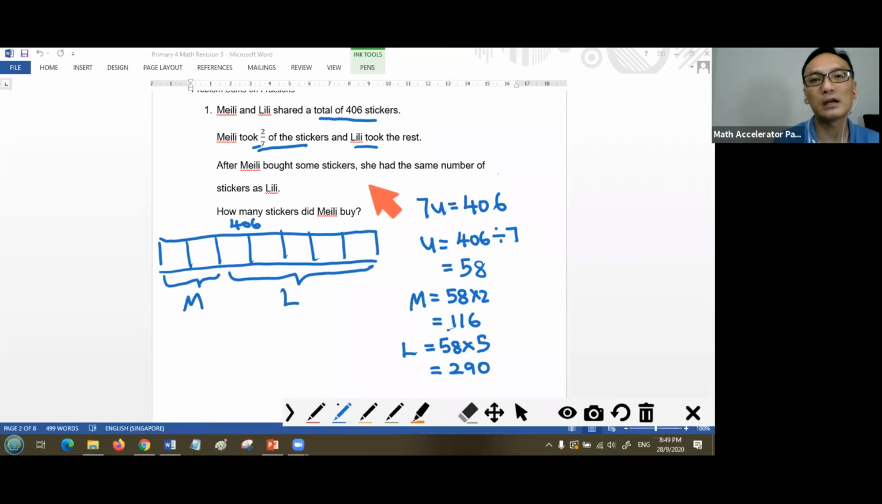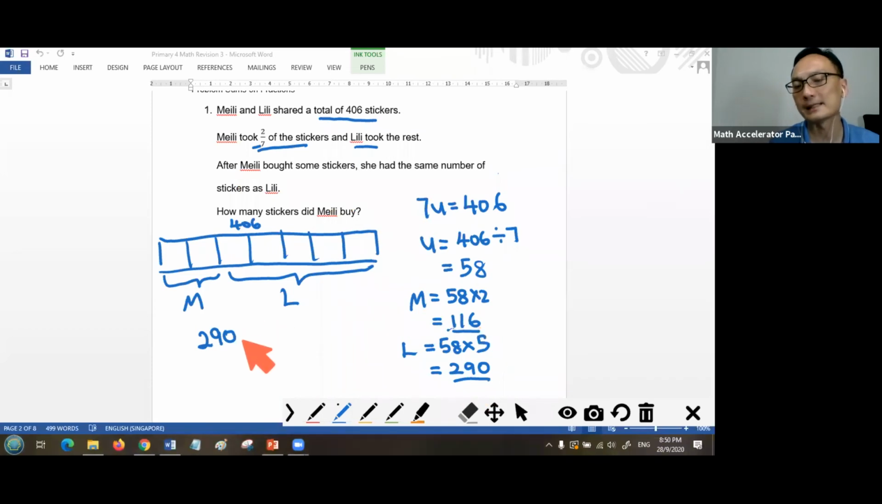The question says, now we know how many stickers each girl has, right? Mei Li bought some more stickers, so Mei Li is the one who has less, and then she has the same number as Lily. So how many did Mei Li buy? So Mei Li needs to match Lily, so she must have 290, right? 290. But Mei Li currently has 116.